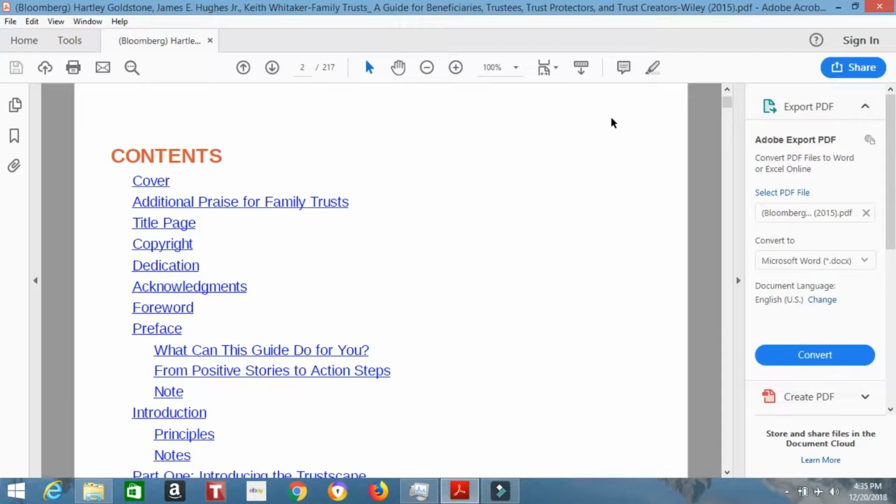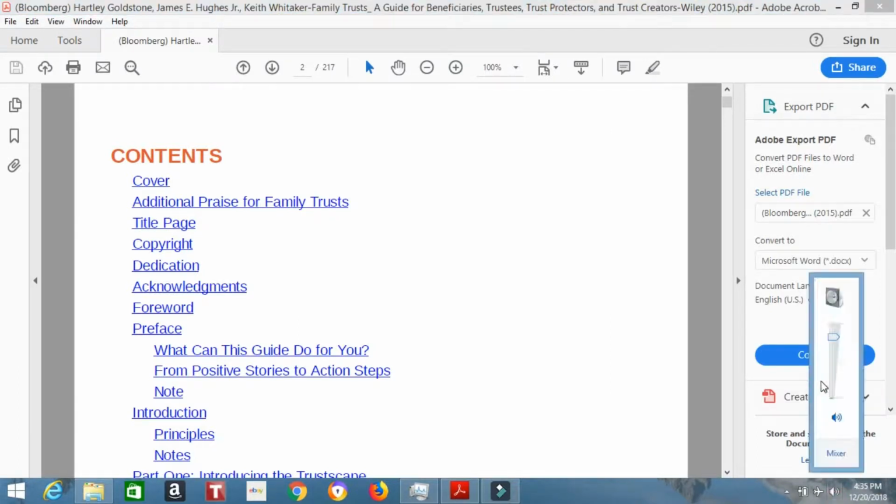Contents. Cover. Additional praise for family trusts. Title page. Copyright. Dedication. Acknowledgements. Foreword. Preface. What can this guide do for you? From positive stories to action steps. Note. Introduction. Principles. Notes. Part 1, Introducing the Trustscape.